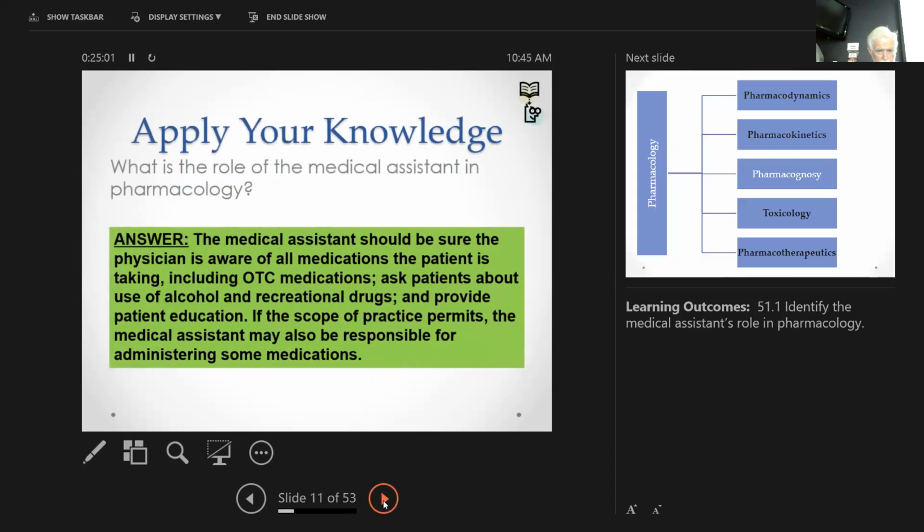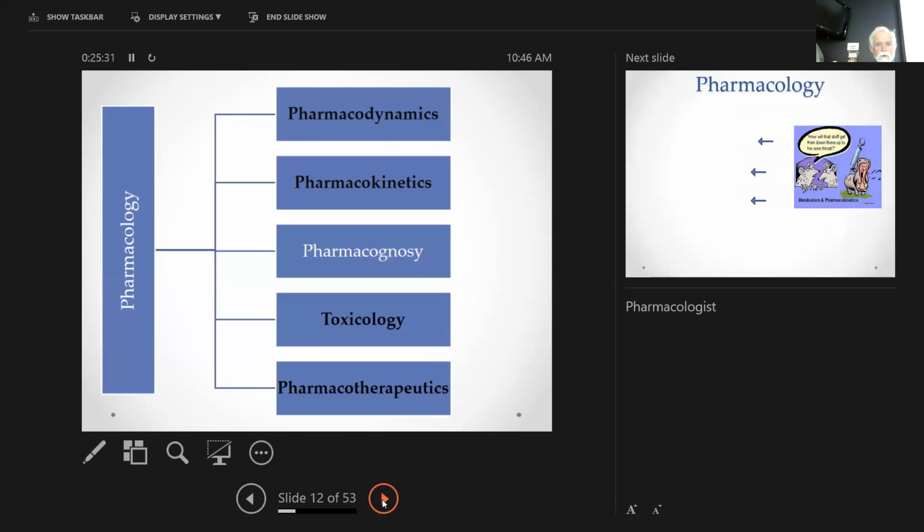So we won't be doing this. This first question here is, a medical assistant needs to be sure that the physician is aware of all medications that the patient is taking, and needs to be able to ask patients about alcohol and drug use, and educate the patient. Okay, and they also may be responsible under the Practice Act, and it is here in Colorado, that they can administer some medications.